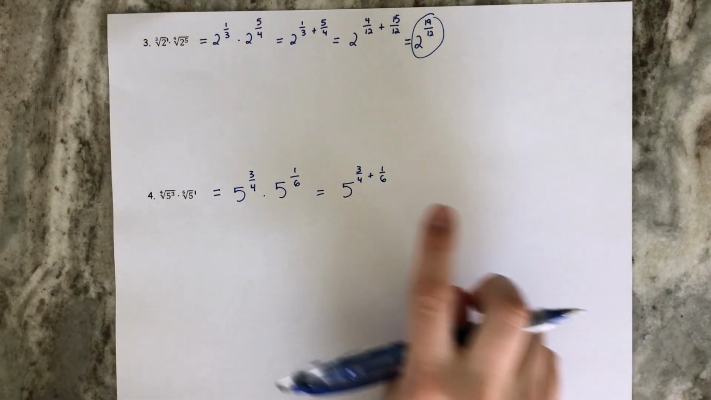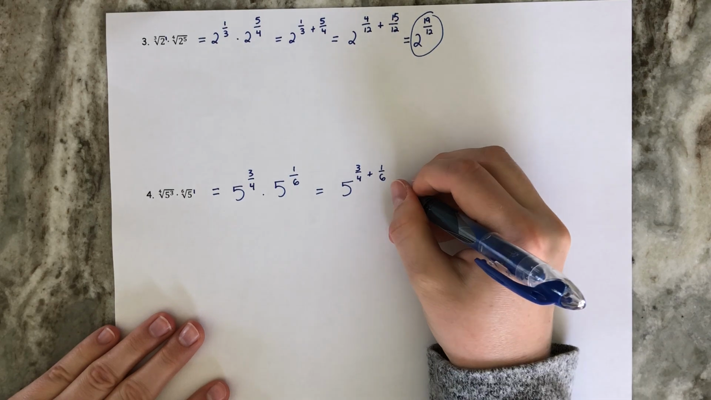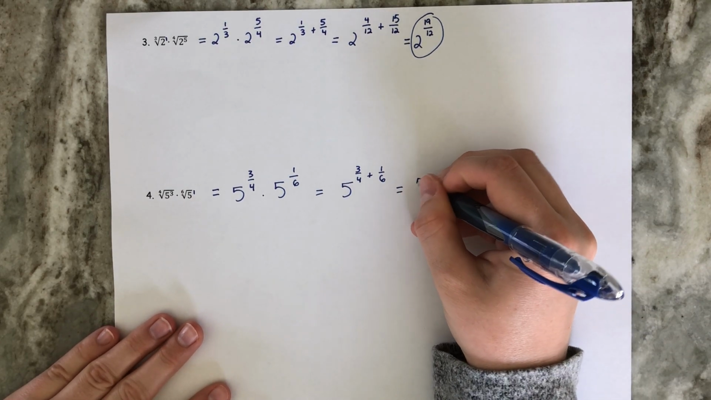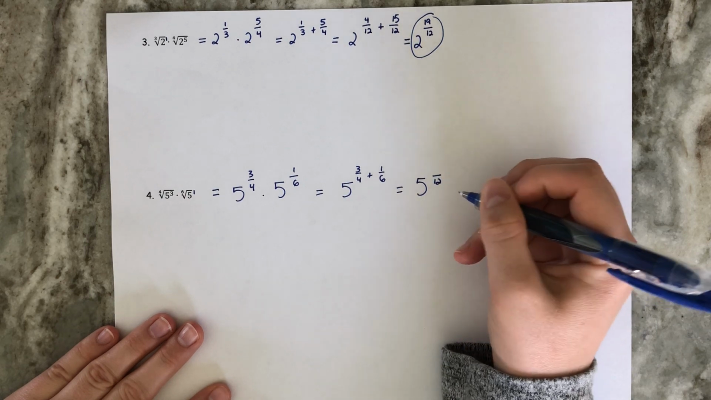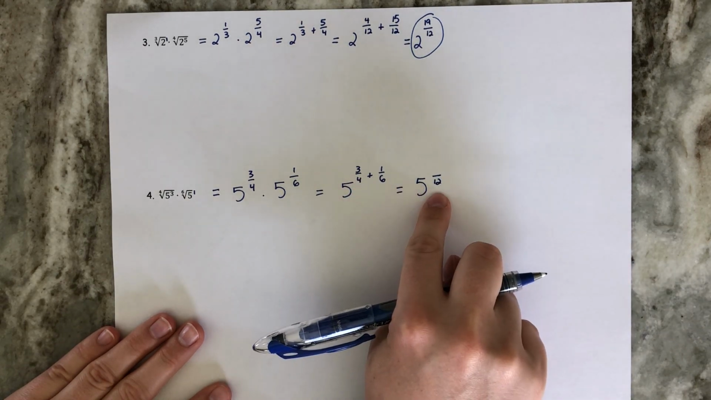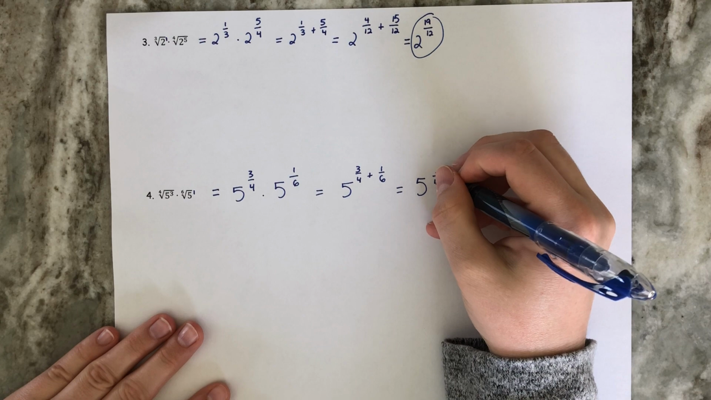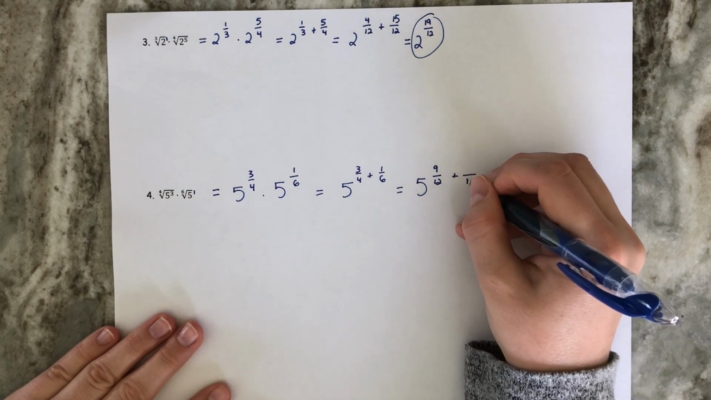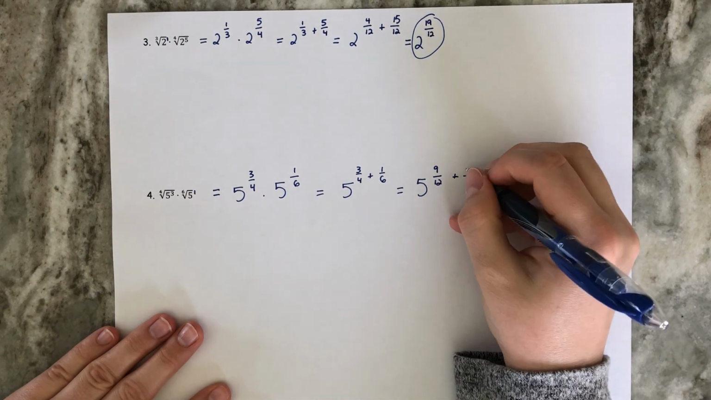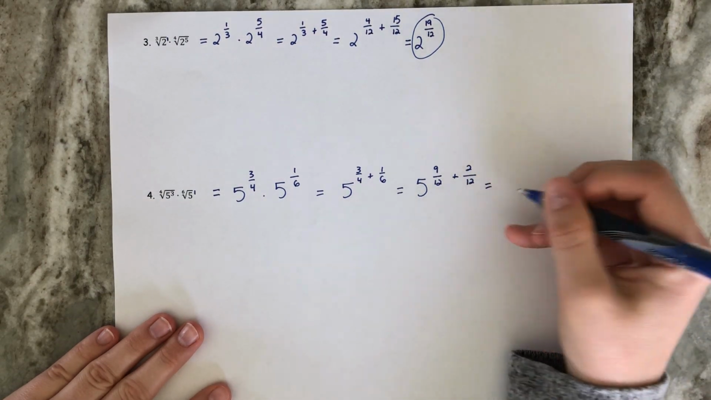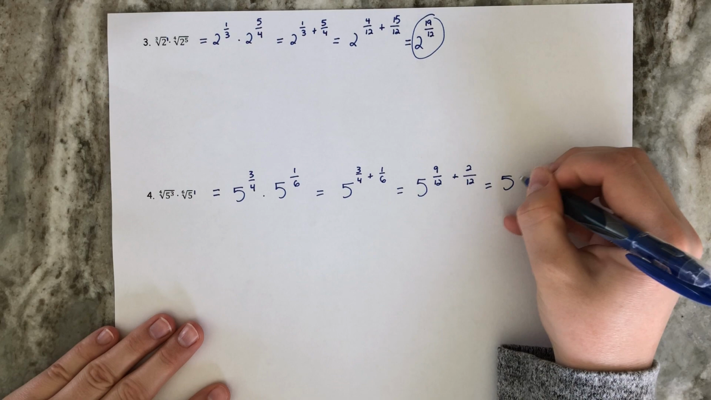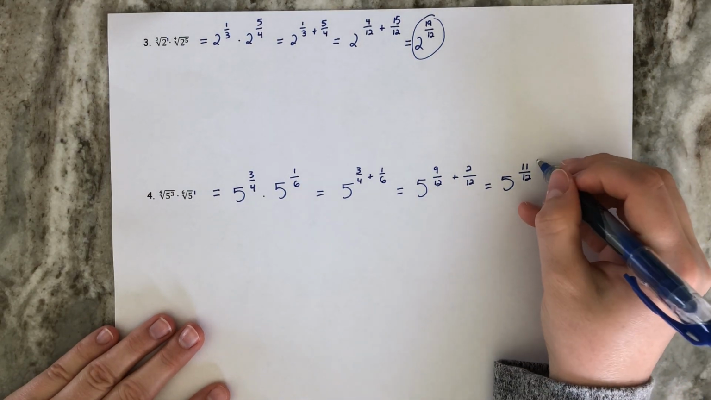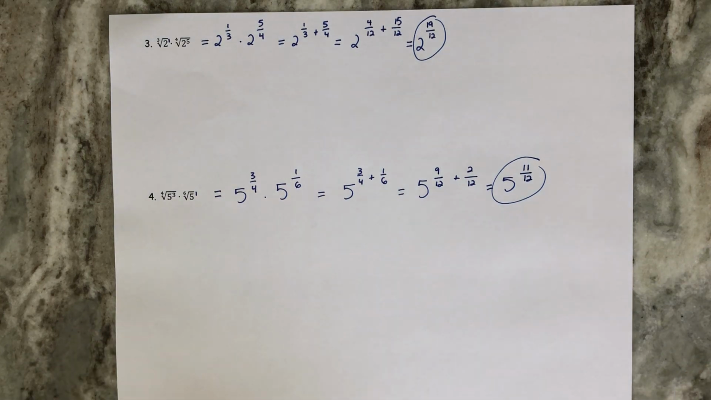So the smallest number I can get 4 and 6 to both go into is actually 12 for this one as well. So I'm going to try to get them each over 12. So if I write 3/4 with a denominator of 12, that is going to be 9 over 12. If I put 1/6 over 12, this is going to be 2 over 12. So I can add 9 plus 2 to get 5 to the power of 11 over 12. And 11 over 12 doesn't reduce, so that is what your answer is going to be.